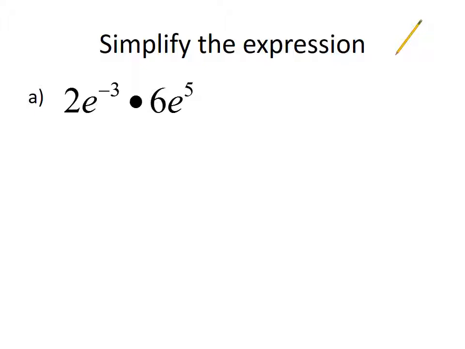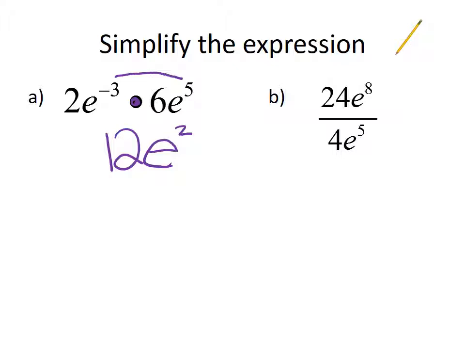Let's explore how to simplify the expression. Again, treat e as you would pi or any other variable. We want to follow the same rules. So to start off, I have 2 times 6, which would give me 12. I have e, and these two exponents, since I'm multiplying the bases, I would add them together. So I would end up with e squared. Another example is exploring the division rules. Follow those same rules. 24 divided by 4 would give me 6. e to the 8th divided by e to the 5th, I would subtract and end up with e to the 3rd.